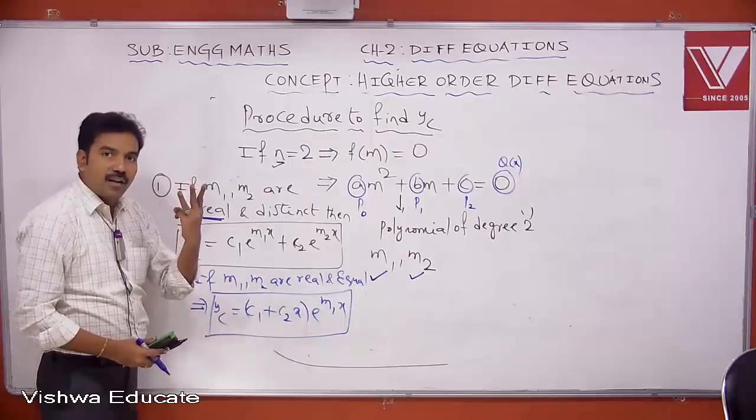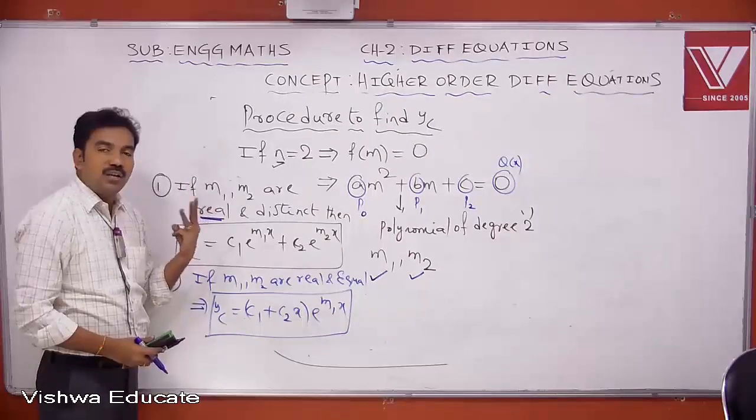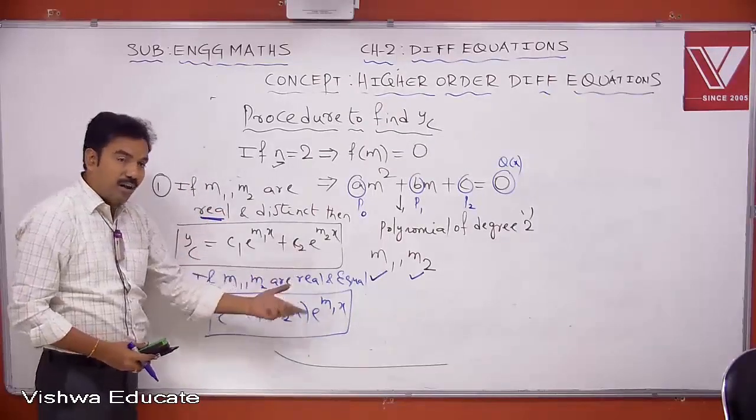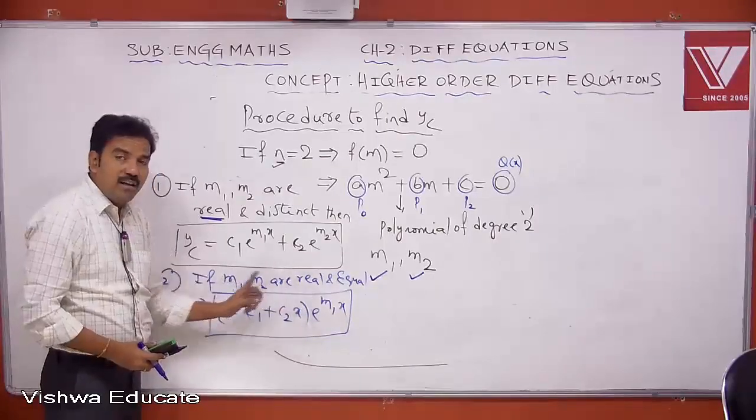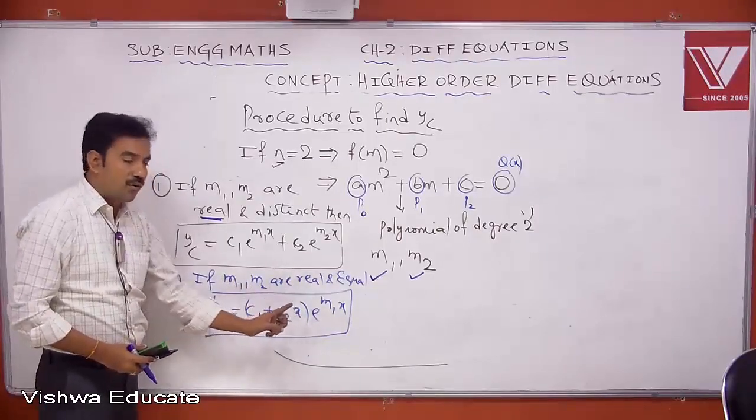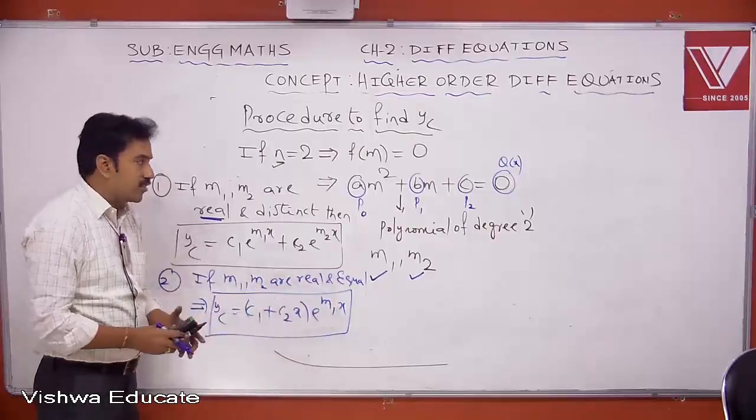If I deal with a third order equation, if all the 3 roots are real and equal, then I will get c1 plus c2x plus c3x square. Powers of x will be in increasing order along with e power m1x.